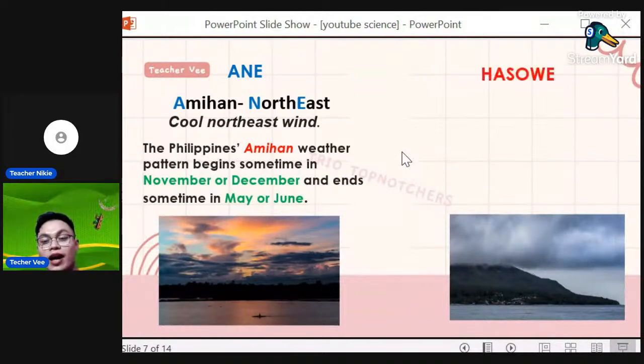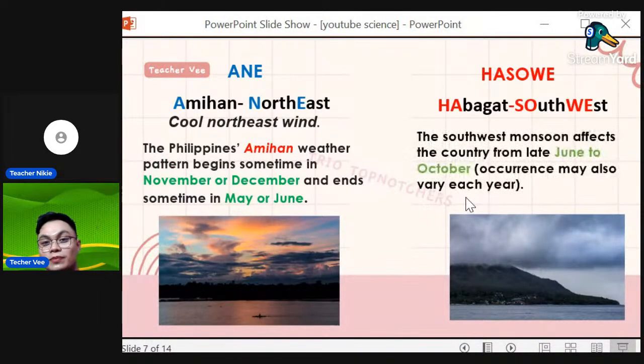So, move on tayo kay Hasue. Hasue. O, kilala ba si Hasue? Nasa TikTok si Hasue. Hasue, Hasue, ganon. Okay? So, si Hasue kasi, siya po yung Habagat Southwest. Again, Hasue. That's your Habagat Southwest. Okay? So the southwest monsoon affects the country from late June to October. So yan po yung naranasan natin sa ngayon na sobrang maalinsangan yung init. Pero nagdudulot din po ito ng malakas na ulan, no?